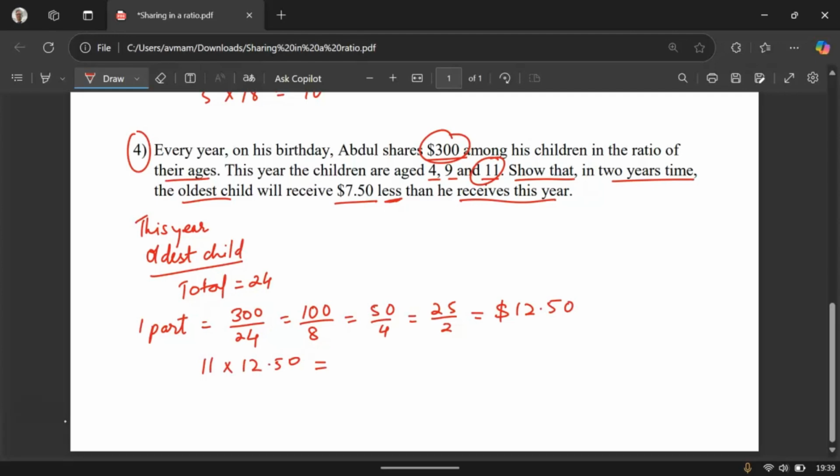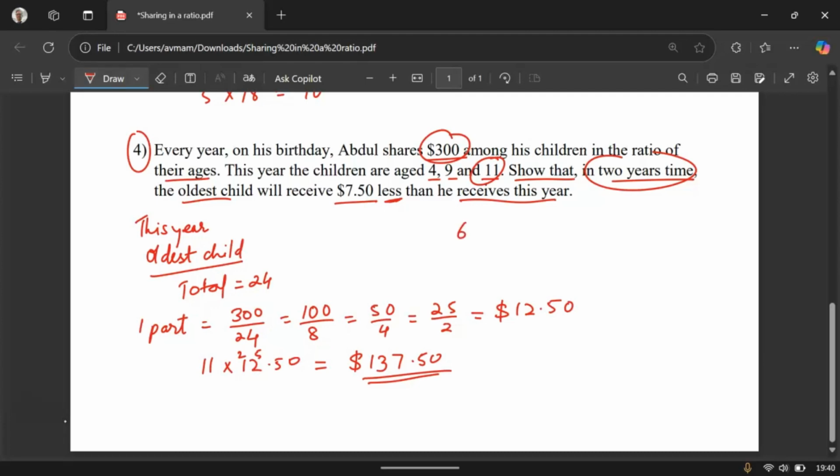Without using a calculator, let's multiply. 11 times 0 is 0. 11 times 5 is 55. 5 carry over 5. 11 times 2 is 22. Plus 5 is 27. So 7 carry over 2. 11 times 1 is 11. Plus 2 is 13. So this year he receives $137.50. In 2 years' time, all these 3 children are going to be 2 years older.